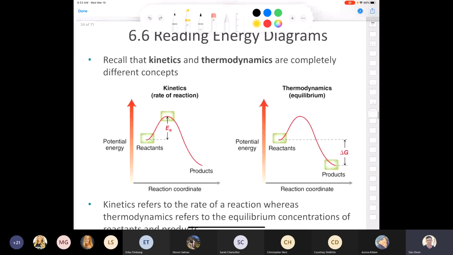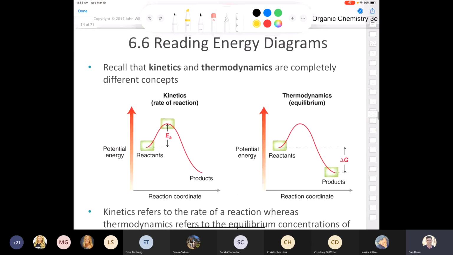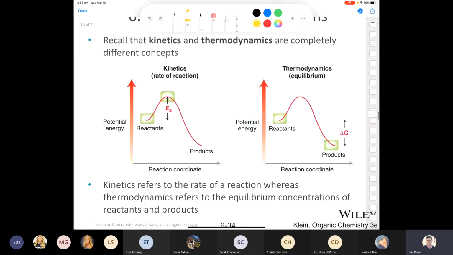Let's move on to section 6.6. This just deals with reading these energy diagrams, right? Looking at a reaction coordinate energy diagram and being able to understand what is going on. Remember, I can't stress this enough. If you're unsure about why kinetics, the rate, and thermodynamics, the stability of products, are two different subjects, make sure you understand that before you step into the quiz. Make sure you understand that before you step into organic chemistry too.